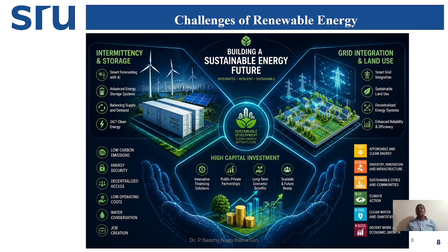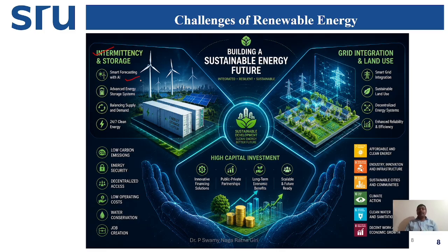Then we have the challenges. A lot of challenges are there. You can see the intermittency and shortage of energy. Smart forecasting with AI is very important when integrating. When you are building a sustainable energy future, definitely you have to think about the challenges faced by the manufacturing units.